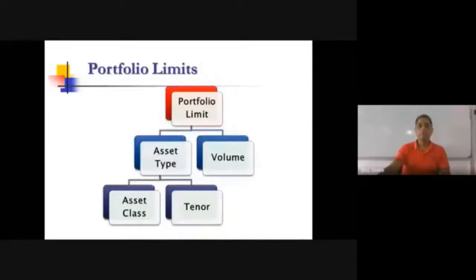So portfolio limits refer to limits by the portfolio that you run. For example, if it's a fixed income asset group, how much can you hold on in terms of volume? How much of tenor can you hold on to of that? What's the asset class? So it all depends on the type of portfolio you have. So you can have a higher portfolio limit for treasury bills and bonds, a lower portfolio limit for other corporate debt instruments, depending on your risk appetite.